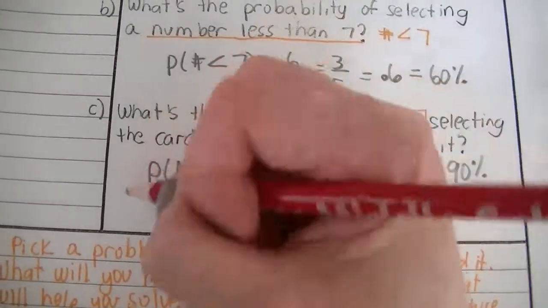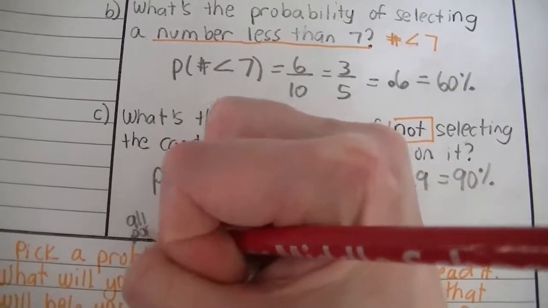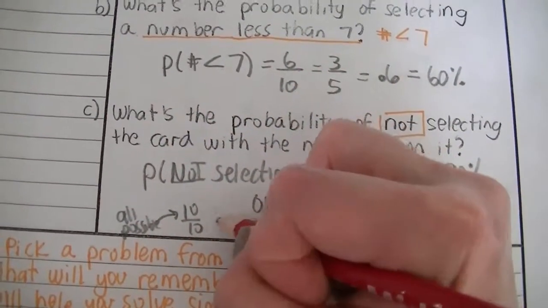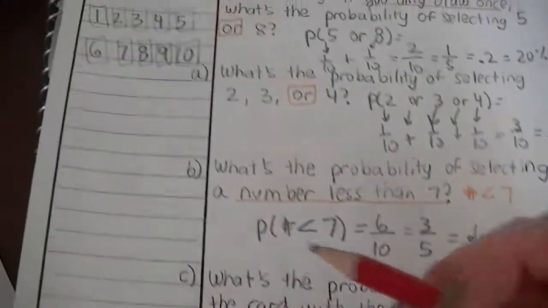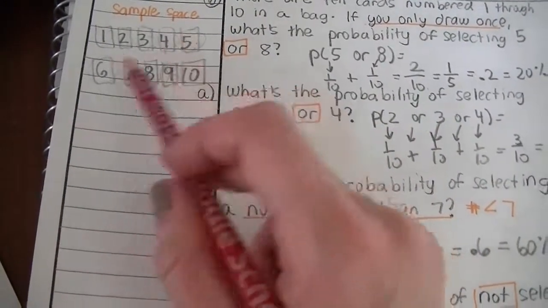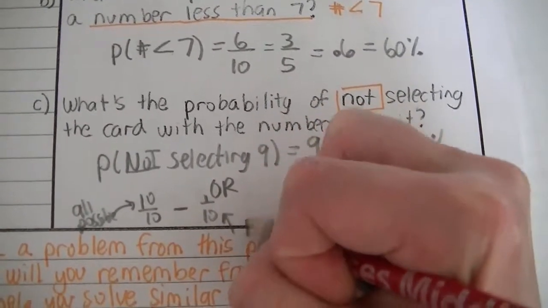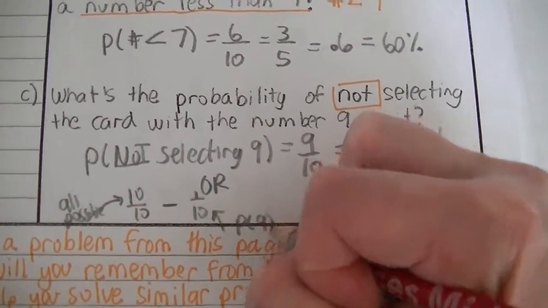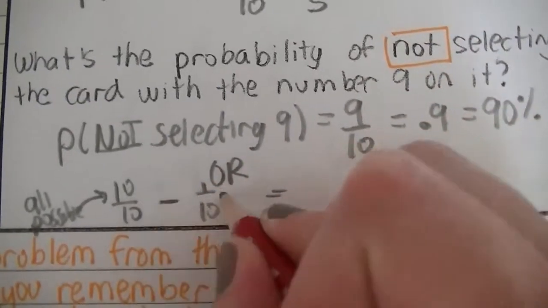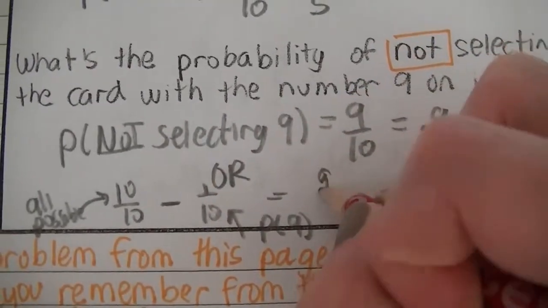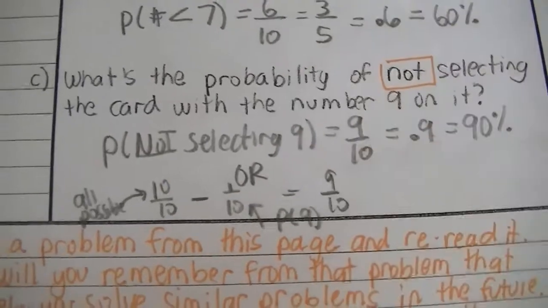That's all of them. And we're going to subtract the probability of getting that 9. What's the probability of getting this 9? 1 out of 10. That's the probability of getting the 9. So 10/10 minus 1/10 is 9/10, which is the exact same answer we got there.